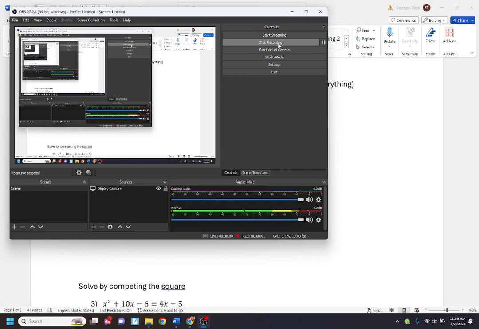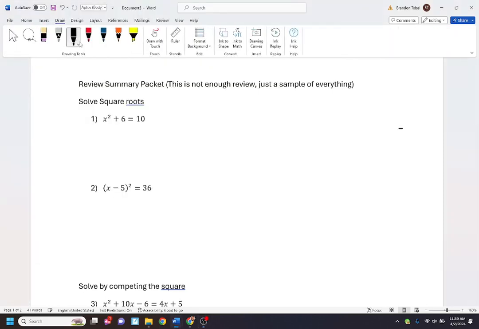So I've started recording. Let's first talk about square roots. In general, square roots are the opposite of squaring something. We're asking, what do we do to get the same number? So for number one, my goal is always to get x squared by itself.